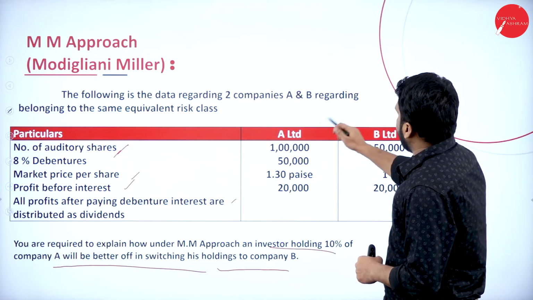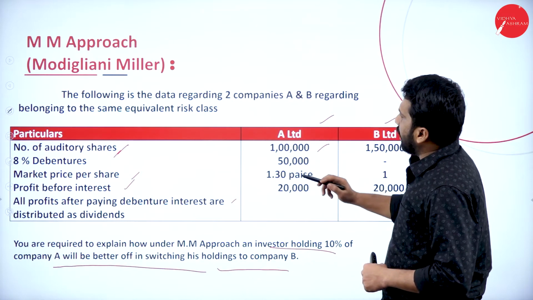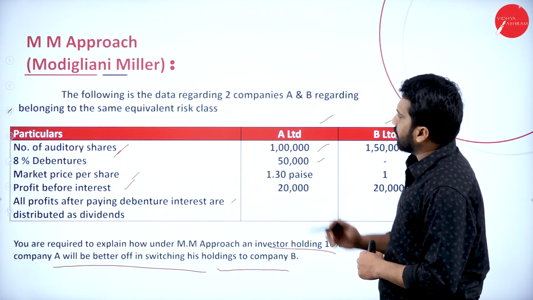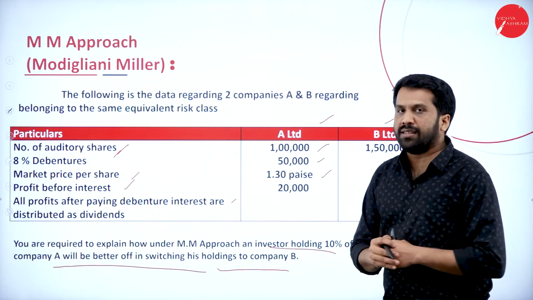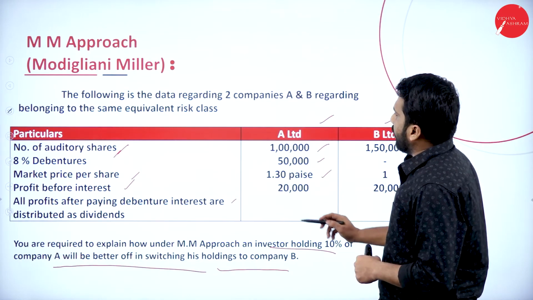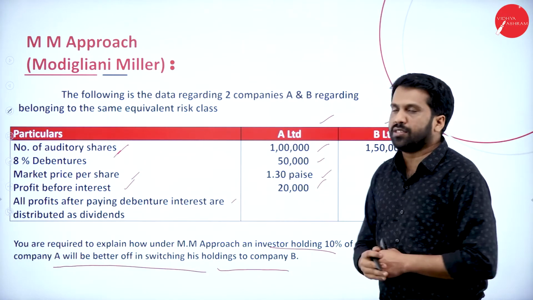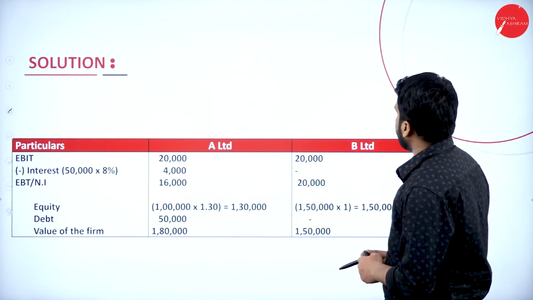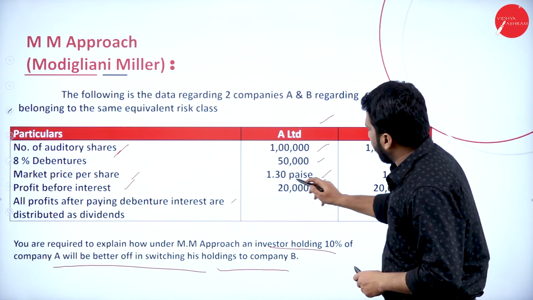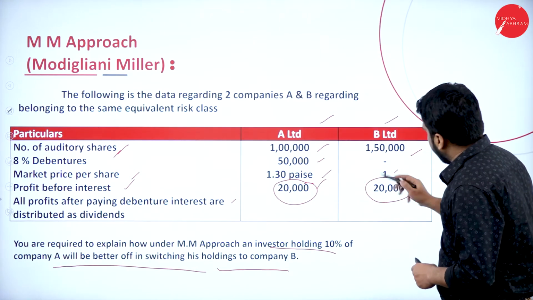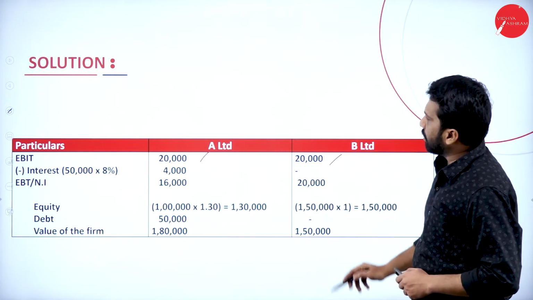Now, we have A Limited, we have B Limited. So 1 lakh, 1 lakh 50 and 8% debenture is 50,000. Market price per share 1.30 and 1, and you have profit before interest of 20,000. So these are the informations we have. Now, we'll go for this. What is your EBIT? As per this, EBIT is given 20,000 and 20,000.